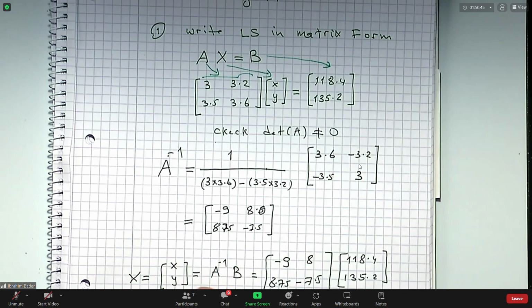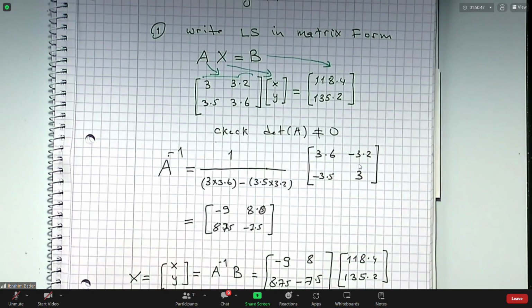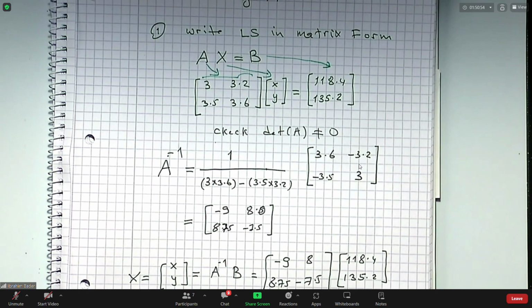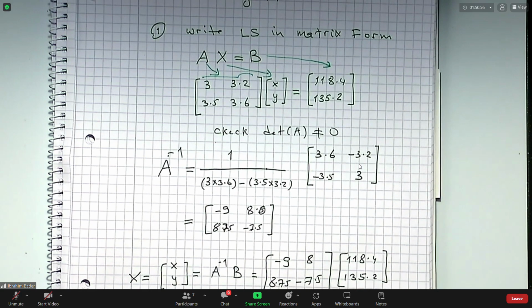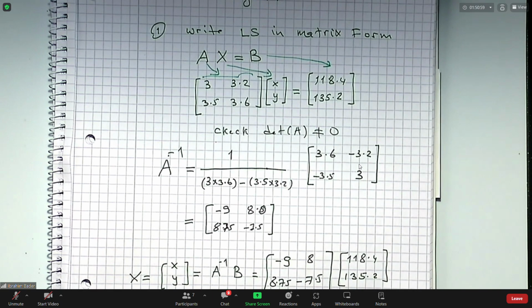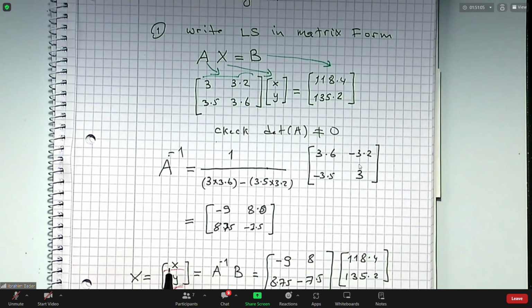So notice here that when you solve it, you will be getting a 2 by 2. First of all, verify that this is possible. So this is a 2 by 2, and this is a 2 by 1. So what I'm going to get here is a 2 by 1 matrix. That means it has 2 rows and 1 column, which will be just the first row will represent X, the second row will represent Y.